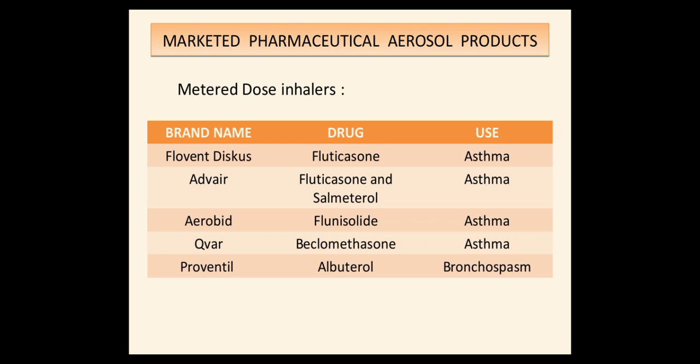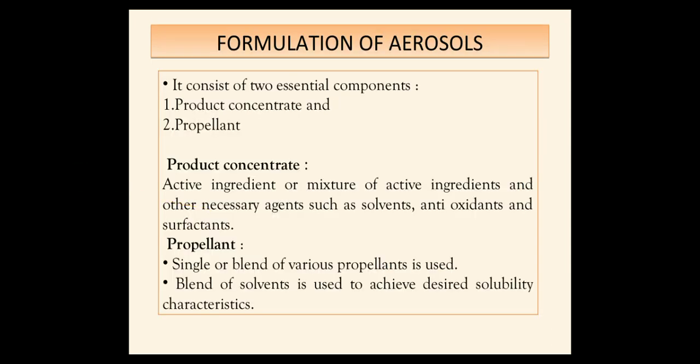Now there are some marketed pharmaceutical aerosol products. Drugs like fluticasone and triamcinolone are mostly used for asthma. Flunisolide, beclomethasone and albuterol are used in the aerosol dosage form. Now comes the formulation of aerosol. It consists of two essential components: product concentrate and propellant. Product concentrate includes the active ingredient or mixture of active ingredients and other necessary agents like solvent, antioxidant and surfactant. And the other one is propellant.